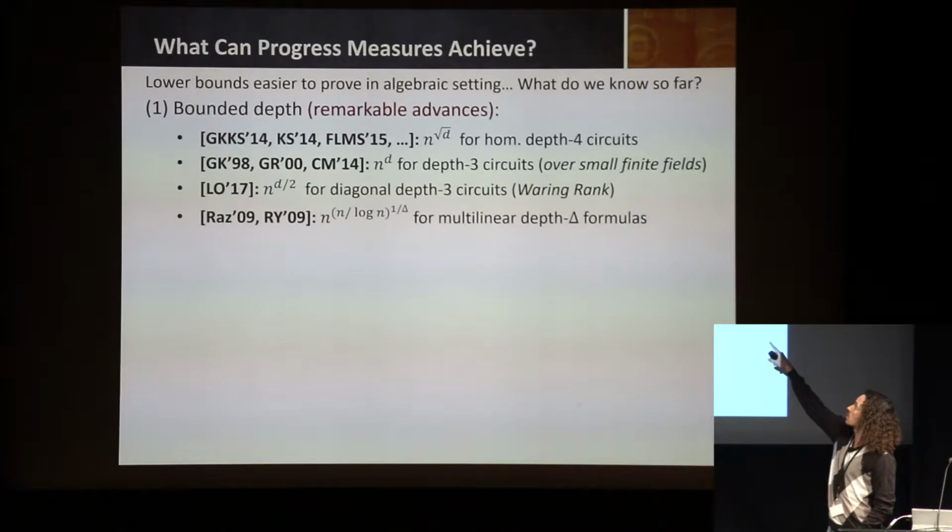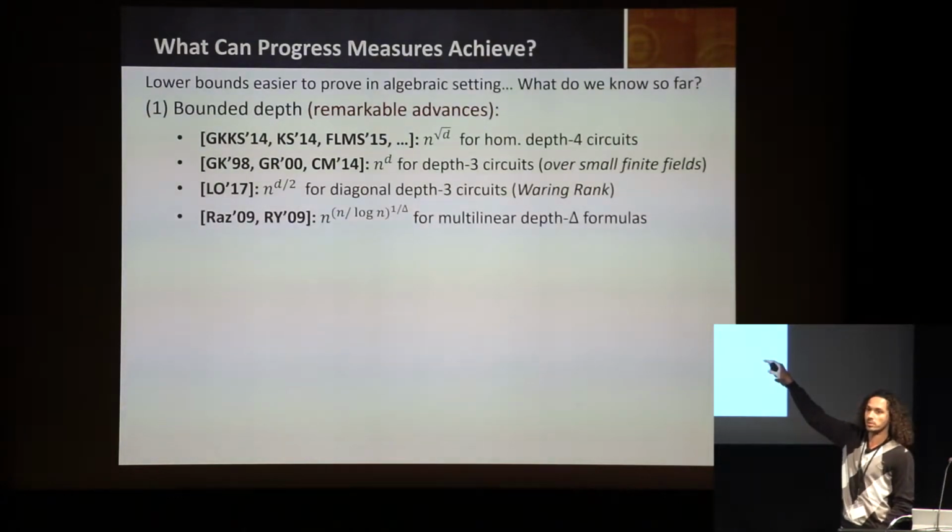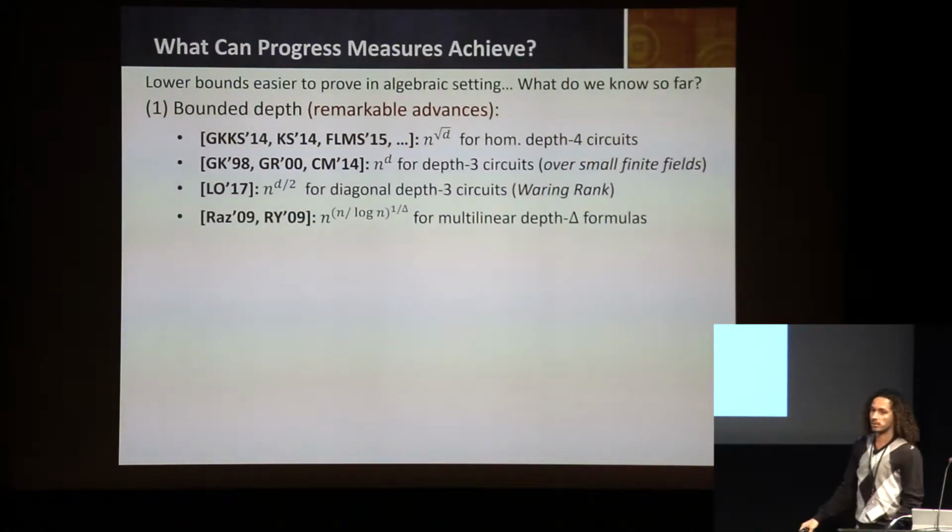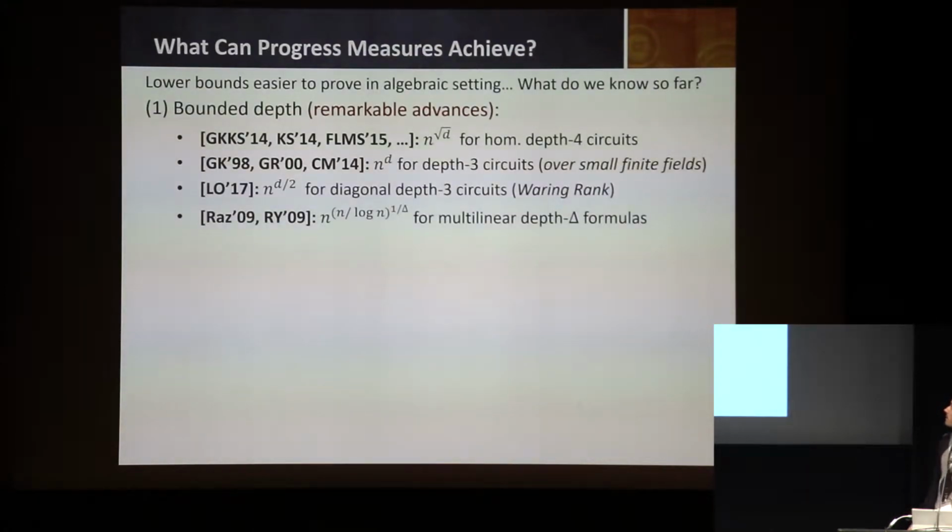Okay, so throughout the talk, n will be the number of variables of your polynomial, and d will be the degree of the polynomials. And you can stop me at any time if you have questions. Now, in 98, Grigoriev and Karpinski, they also proved a lower bound of n to the d for depth 3 circuits over small finite fields.